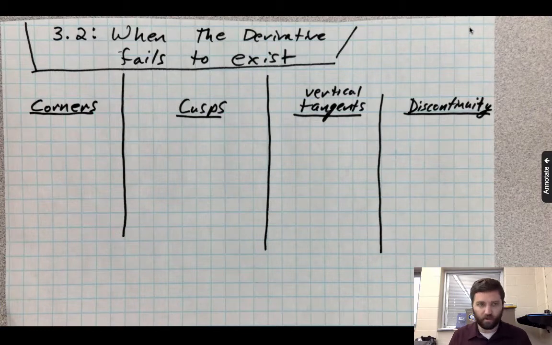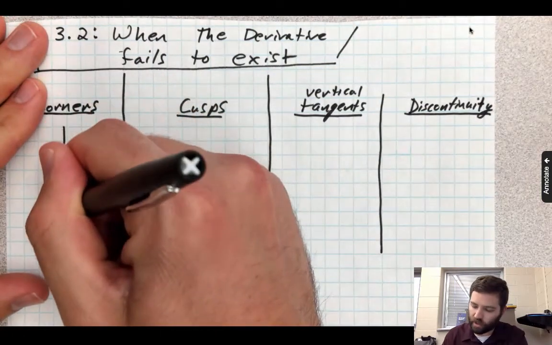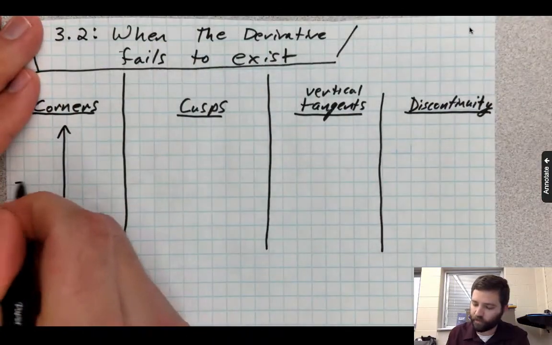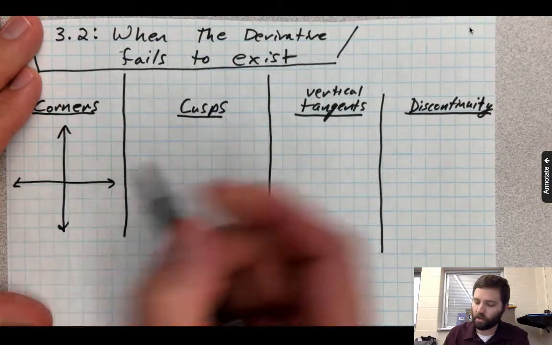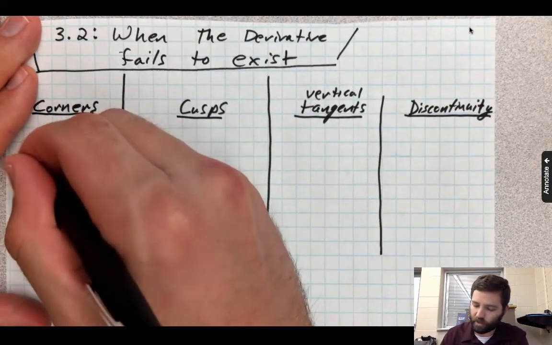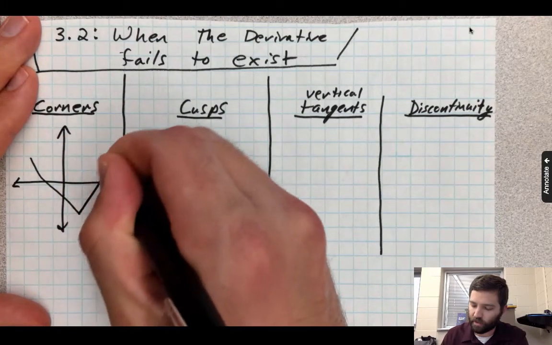And yeah, so let's just get started here. There are four situations where a derivative will fail to exist. The first one is a corner. Okay, so if we just take an arbitrary graph here, so you can have a picture in your mind. A corner, probably you're not going to be surprised, is going to look something like this.